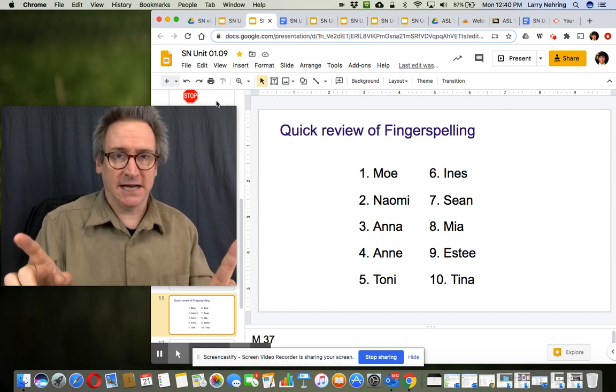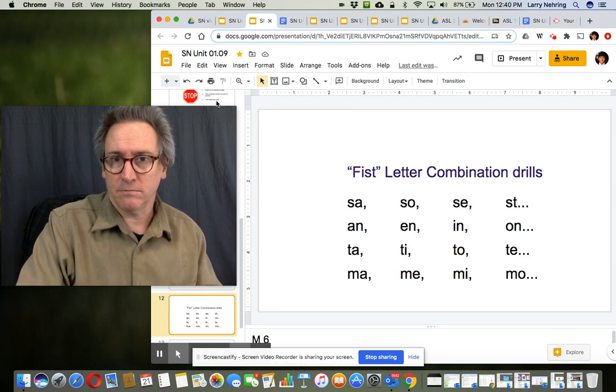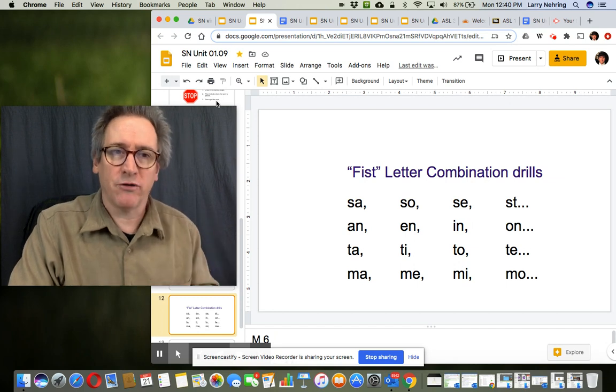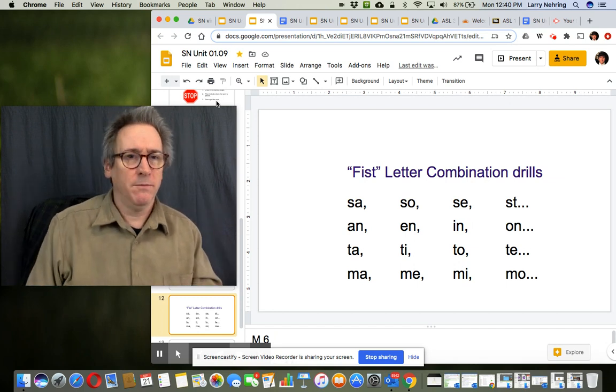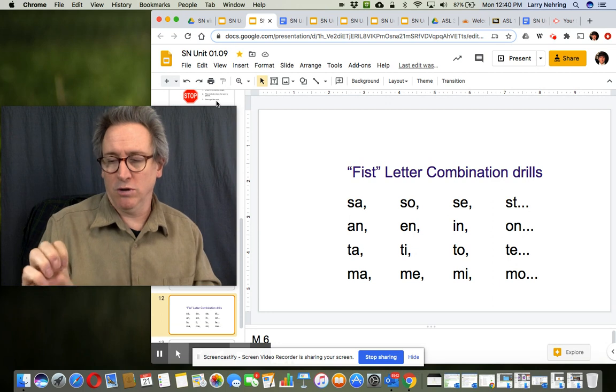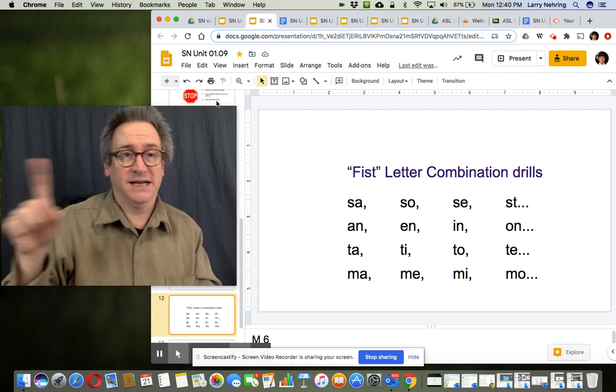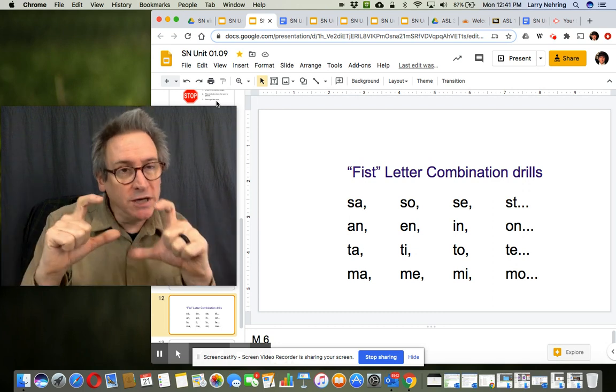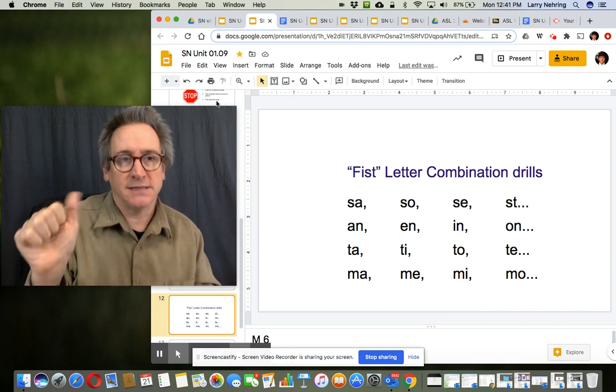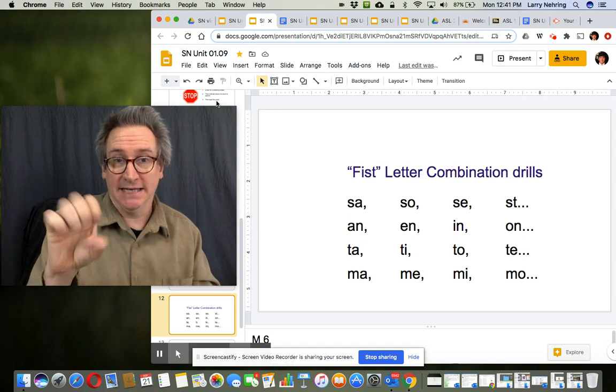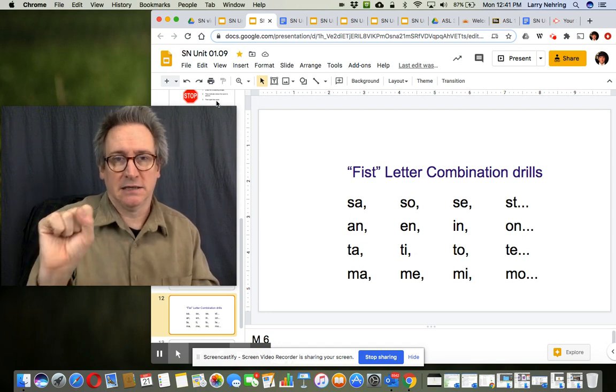All right, that's it for fingerspelling. Well, okay. Other drills, I probably mentioned these before, but just come up with combinations. The goal is to get your hand to be able to spell a syllable, one unit of sound. Like I say, sa, sa, sa, so, say, or si, st, st, st, st.